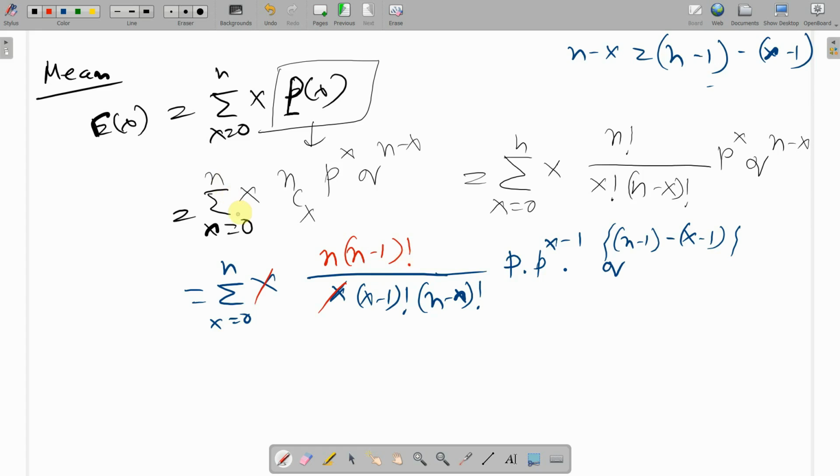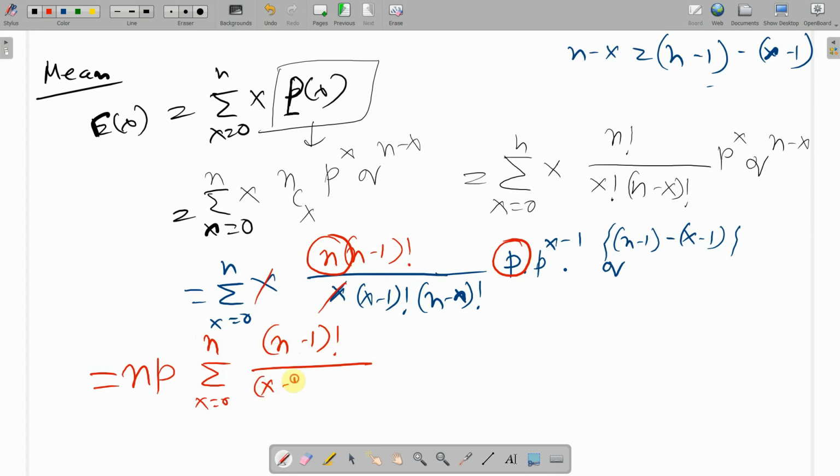Okay. So in the next step, what I'll be doing, I'll be taking this n and this p as common. np, x equals to 0 to n. Okay. So what we have here, n minus 1 factorial over x minus 1 factorial, n minus x factorial. Okay. p to the power x minus 1, q to the power n minus 1 minus x minus 1. Okay.